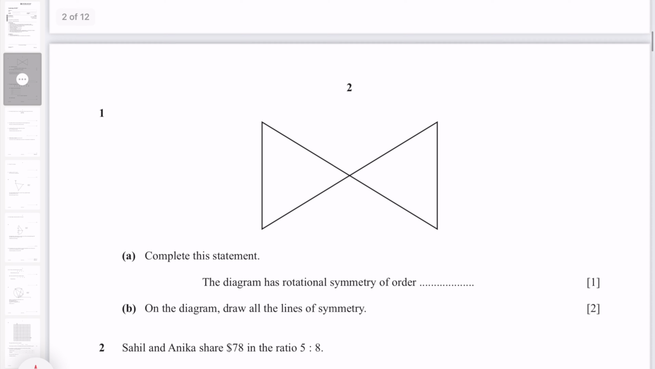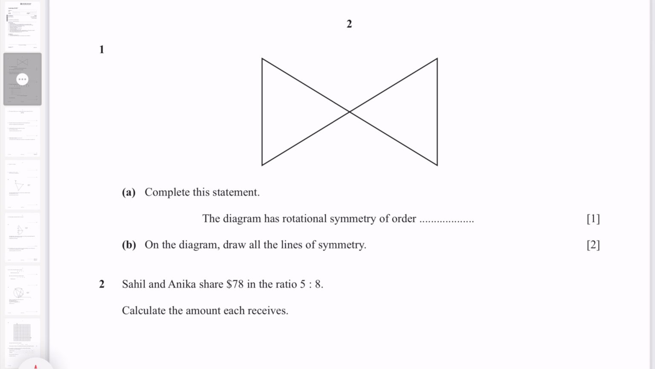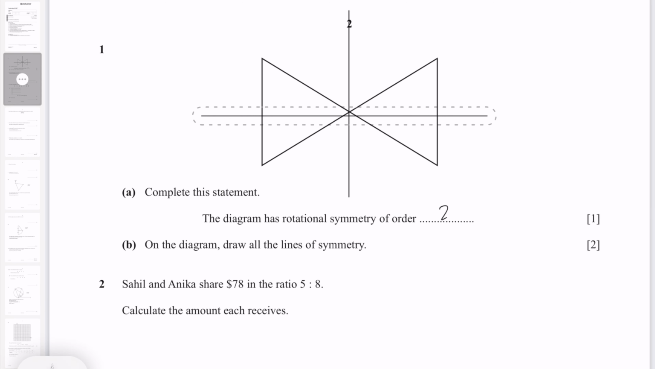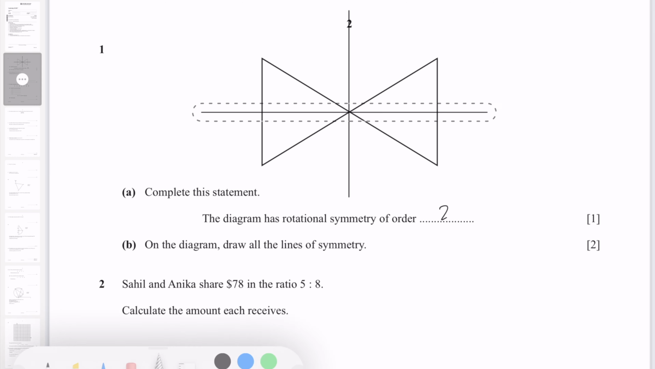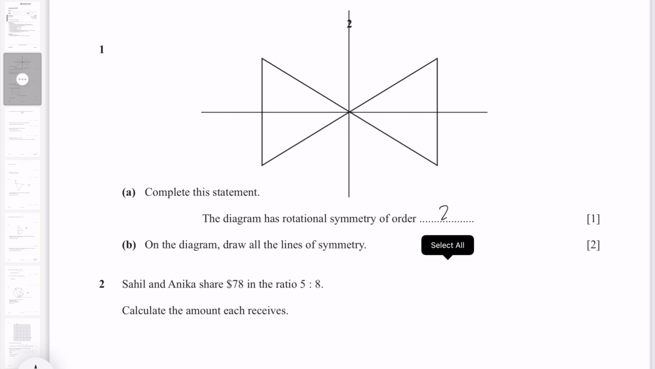Let's get into it. So question 1 says, complete this statement. The diagram has a rotational symmetry of order, this is just order 2. I'm going to do it in black. So that's order 2. On the diagram, draw all the lines of symmetry. Okay, so I can see that you can cut this part in half. That's the first line. And the second line is here, so you get to cut that in half. Just going to move that nicely. So those are the lines of symmetry.